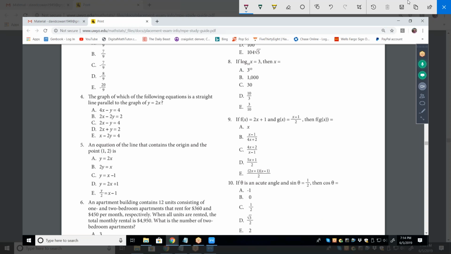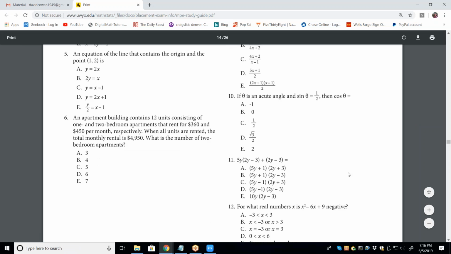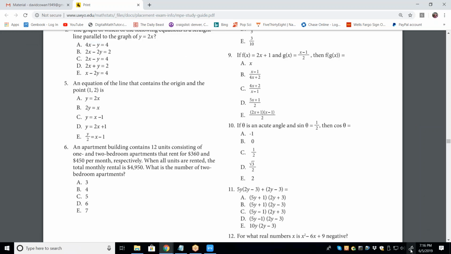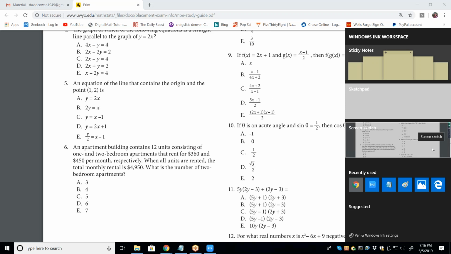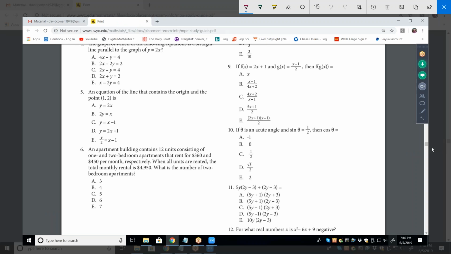All right, let's go down. The next question deals with composite functions. Number 9. Exactly. Well, it's always good to start from the inside, okay? So we're going to start with that right there.